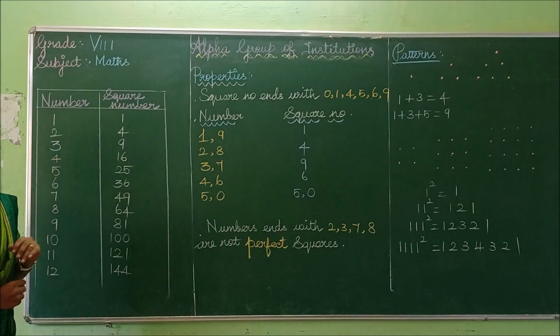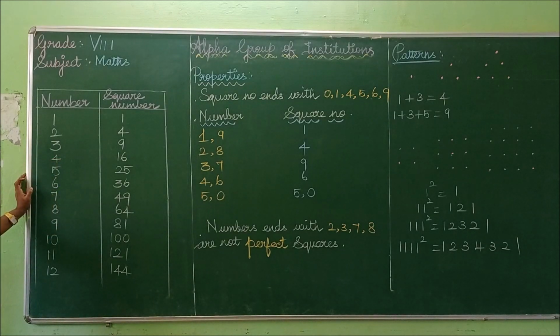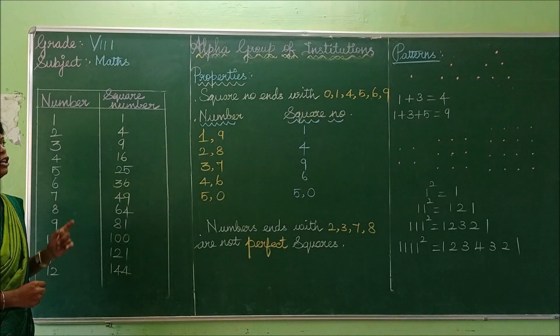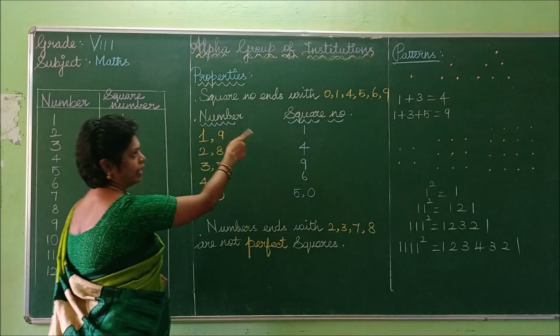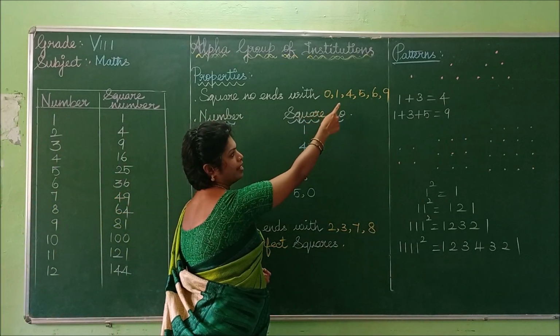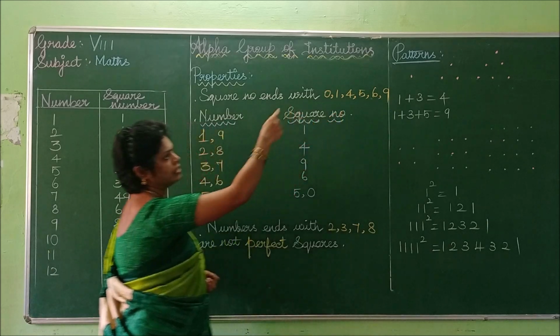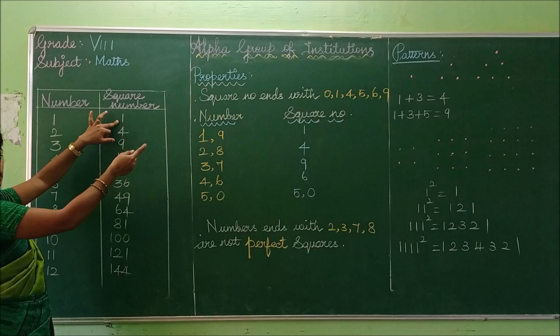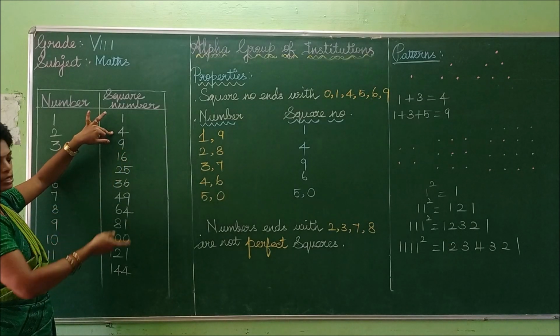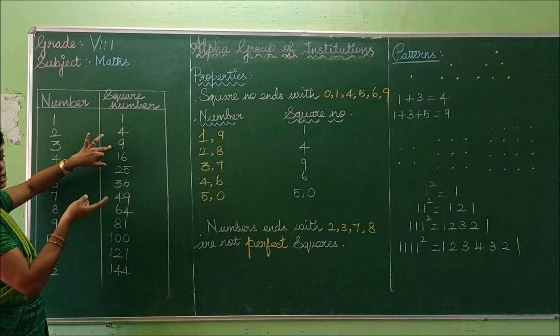Now the properties related to square numbers. A square number ends with 0, 1, 4, 5, 6, 9. Let us check each and every number. 1, there is 1. 4, 4 also there. 9, 9 also there.